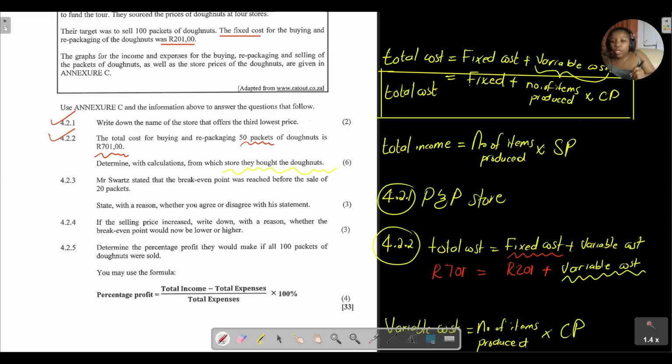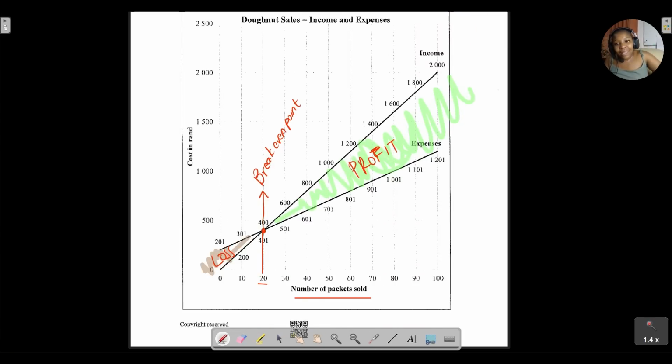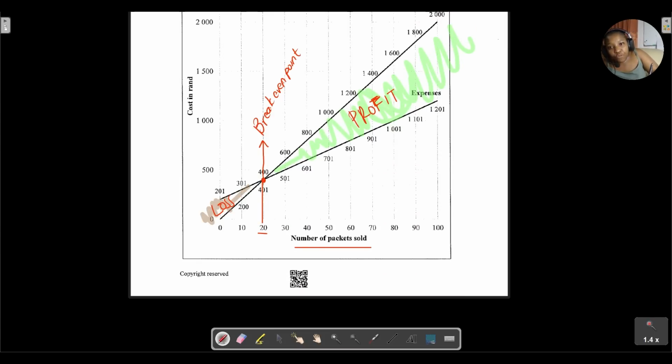All right, cool stuff. Question 4.2.3. Mr. Swartz stated that the break-even point was reached before the sale of 20 packets. State with the reason whether you agree or disagree with his statement. He's saying that the break-even point is probably somewhere before 20, any value before 20. So do we agree with Mr. Swartz? First of all, we are going to say we disagree. We cannot say that the break-even point was reached before 20 packets.